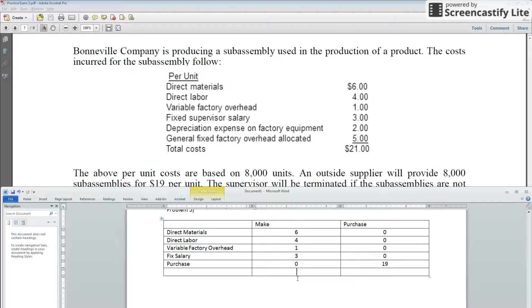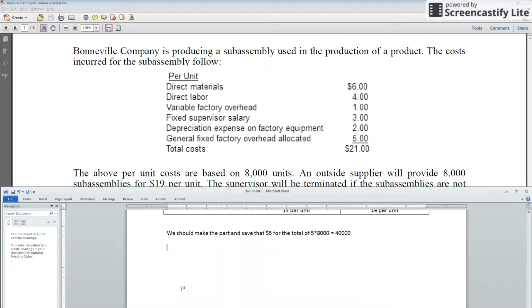So now we have $14 per unit to make versus $19 per unit to purchase. So we should make the part and save that $5 per unit, for a total profit of 5 multiplied by 8,000 parts, which is $40,000.